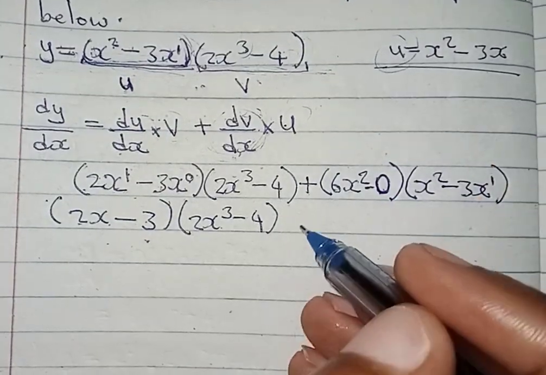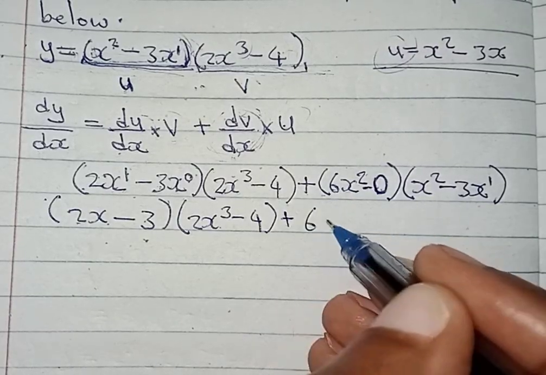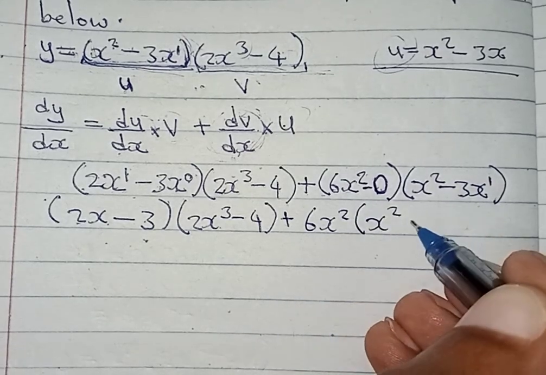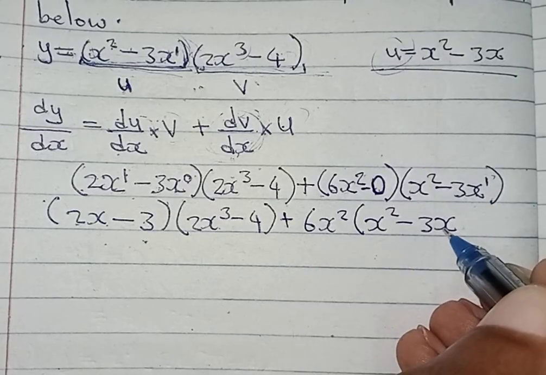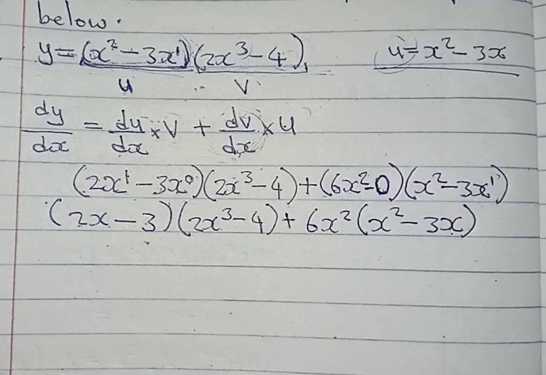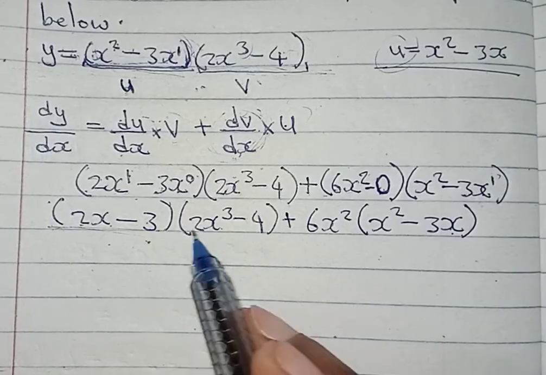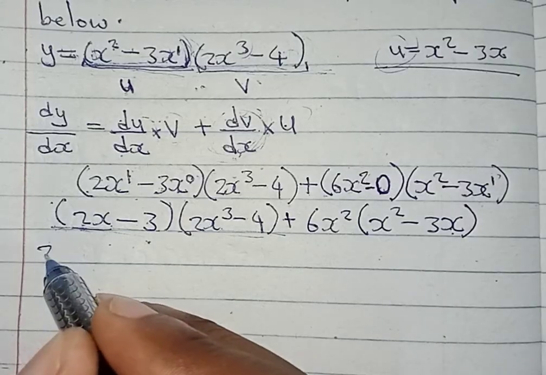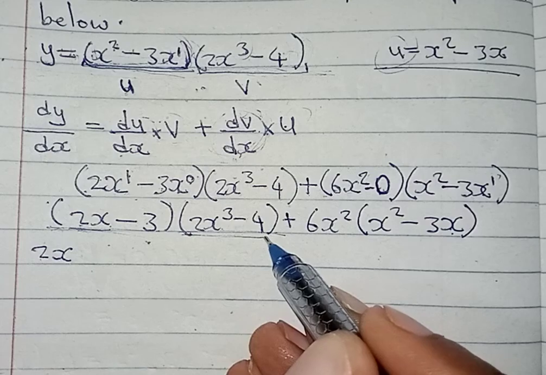On the other side, we simplify. We have 6x squared minus 0, we get 6x squared. Then open parenthesis, we have x squared minus 3x. X to the power 1 is better written as x, like that. Can we simplify this further? Yes, we can. So we multiply this and this. So to multiply these, we start with this 2x. So just get the 2x and multiply it with whatever is in this second pair.